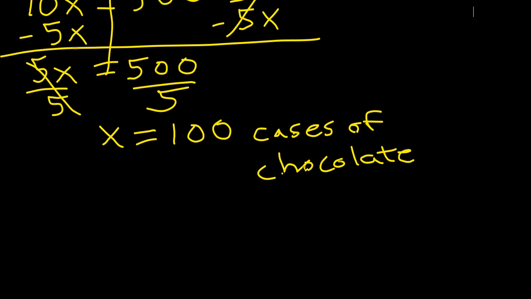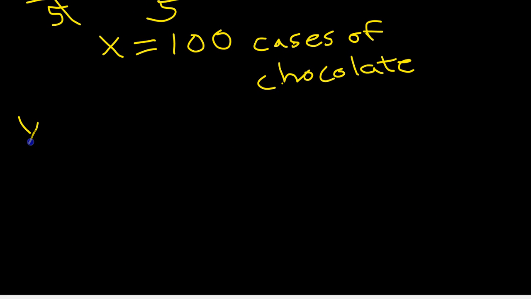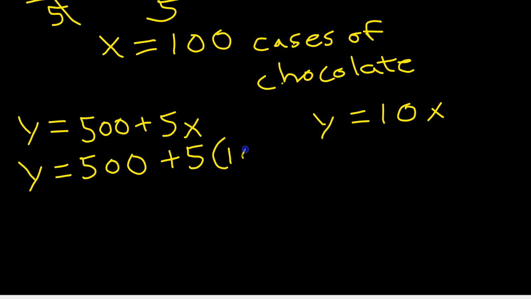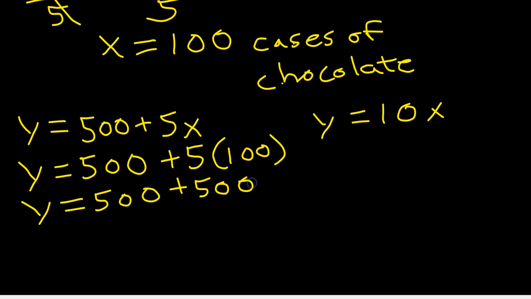But before we conclude that that's our answer, let's check it. Our first equation was y equals 500 plus 5x. And our second equation was y equals 10x. So we're saying if this club were to buy 100 cases of chocolate, then they would have spent the exact same amount as they would make, so they break even at 100 cases of chocolate. So let's test it out. All I'm going to do is take that 100 for my x and plug it in. So if I plug it into my first equation, I end up with y equals 500 plus 500, which is y equals 1,000. So if they buy 100 cases of chocolate, then they would have spent $1,000.